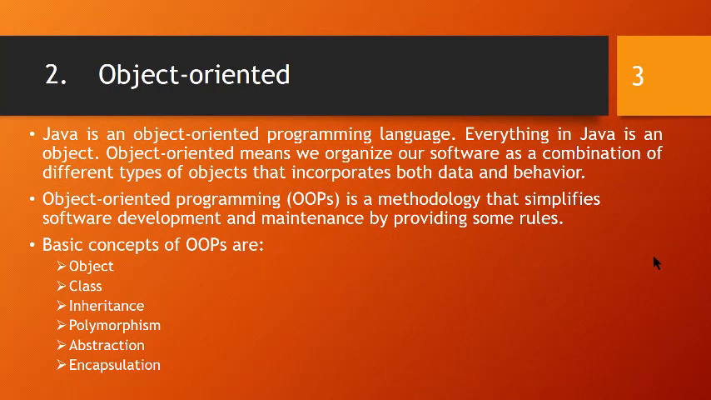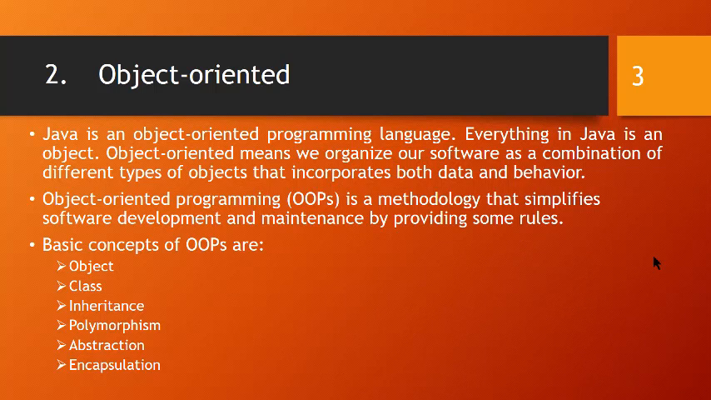The second feature of Java is object orientation. Java is an object-oriented programming language, and everything in Java is an object. Object-oriented means that we organize our software as a combination of different types of objects that incorporate both data and behavior, or we can say data and methods. By data, we mean the variables that hold the actual data, and by behaviors or methods, we mean the functions. So, by combining the data and functions in one package, we call it an object.